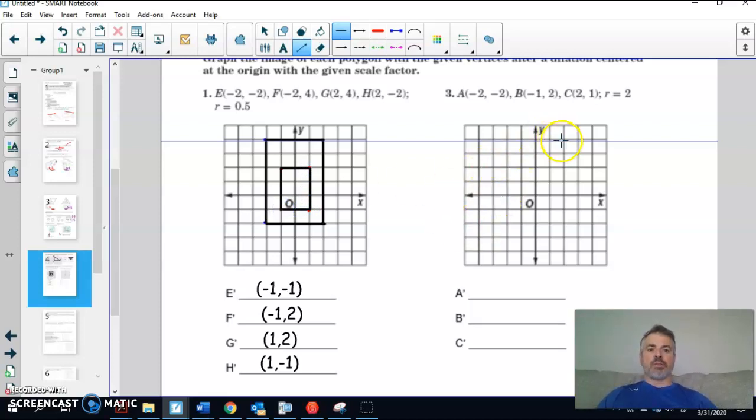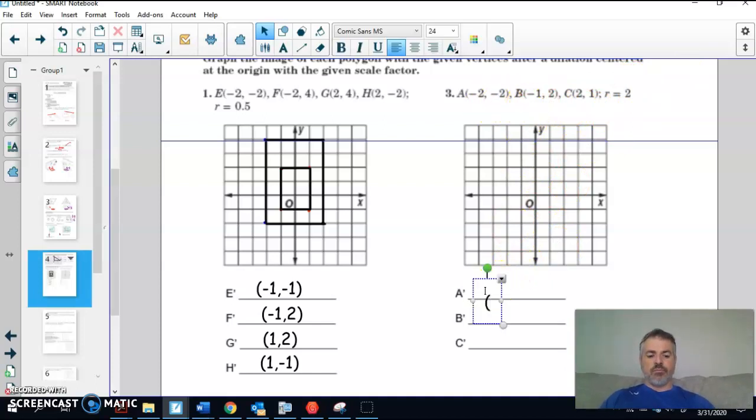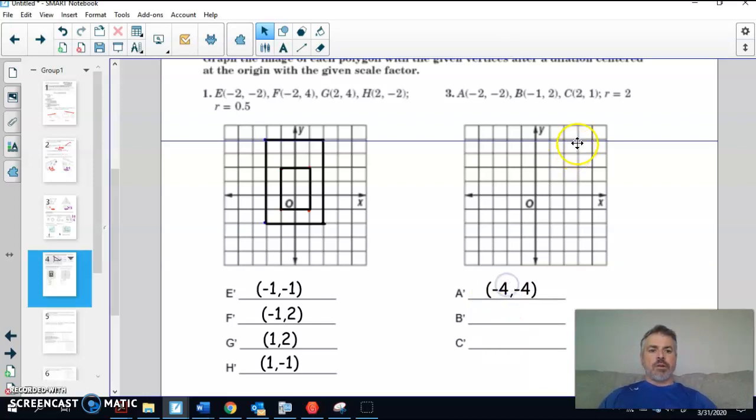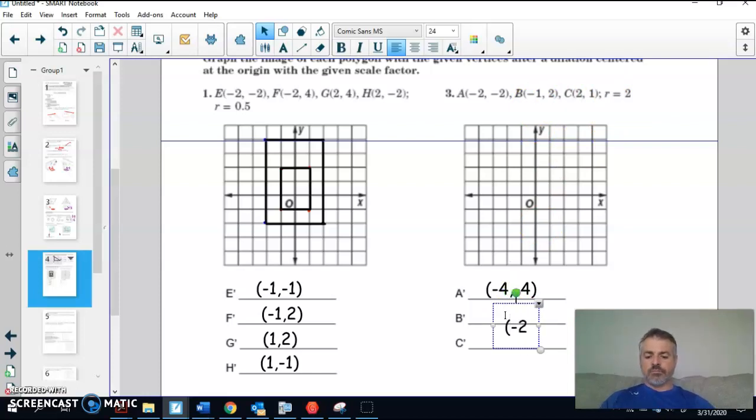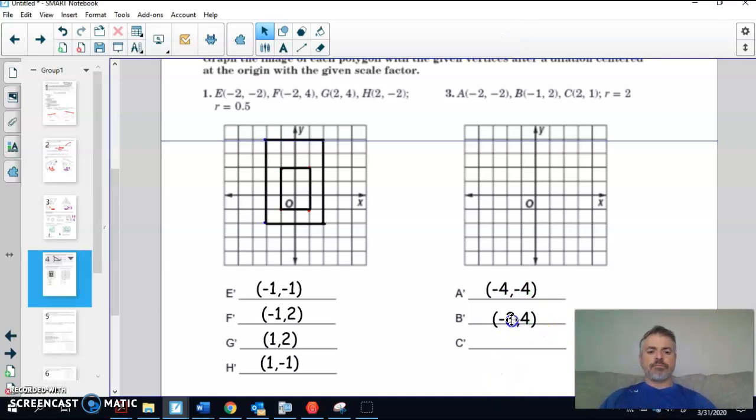So over here, similar problem, except it's a triangle. Again, I have my pre-image points here with a scale factor of 2, so now that's an enlargement, so I'm going to multiply this times the image points. So I end up with 2 times negative 2 is negative 4, so it'd be negative 4, negative 4. Then it would be negative 2, 4. And then I would do 4 comma 2.